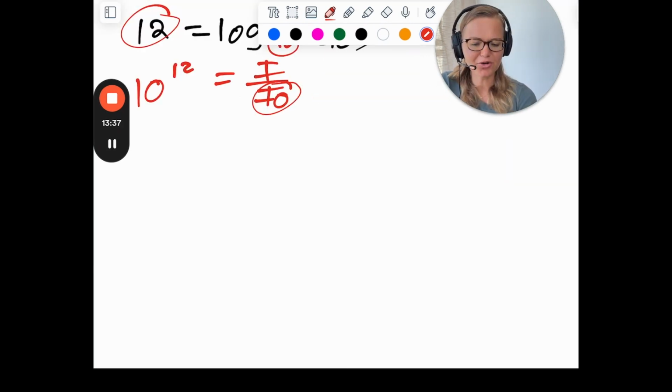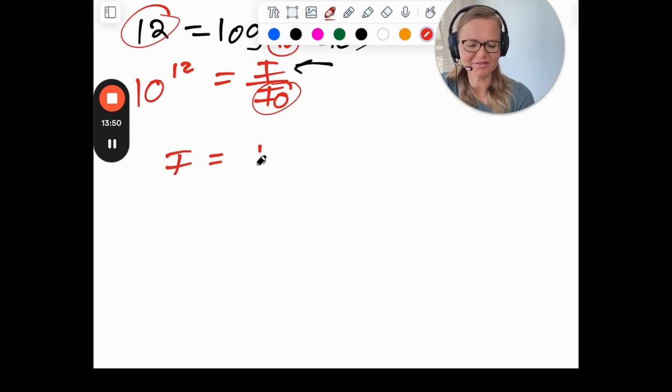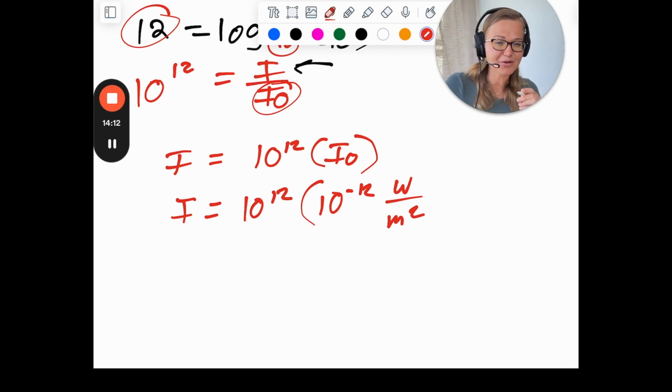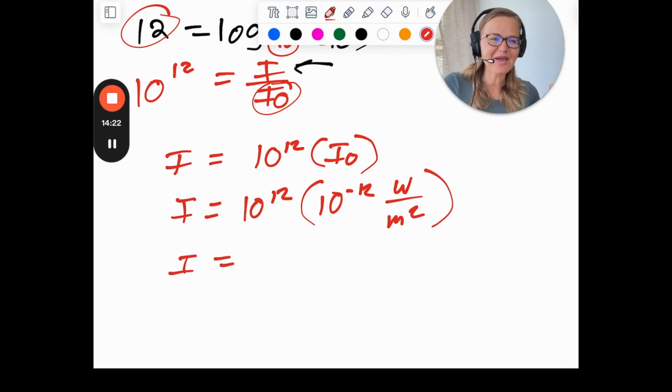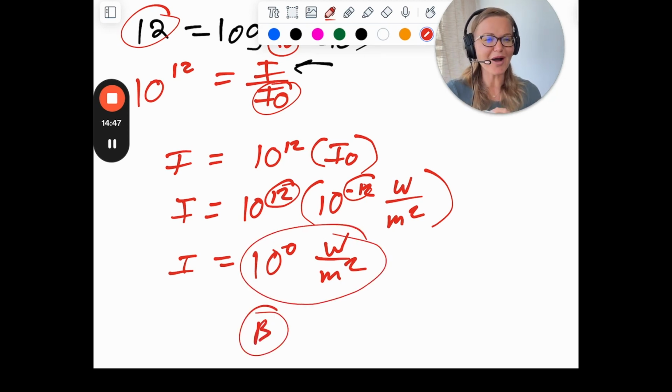Okay, now what? So our goal, again, is to solve for I. So let's go ahead and get I on its own. So we're going to get I equals 10 to the 12th times I0. Okay, and then we can go ahead and plug in for I0. So 10 to the 12th times, we're told that the threshold of human hearing is 10 to the negative 12th watts per meter squared. Notice those units again. We've got power per unit of area, right? Watts per meter squared. And then all we have to do whenever we multiply two things together that have exponents, we just add our exponents. So we have 10 raised to the power of 12 plus negative 12, which is just to the 0th power. And our units, of course, are watts per meter squared. And that, for me, corresponds to answer choice B, 10 to the 0 power watts per meter squared.